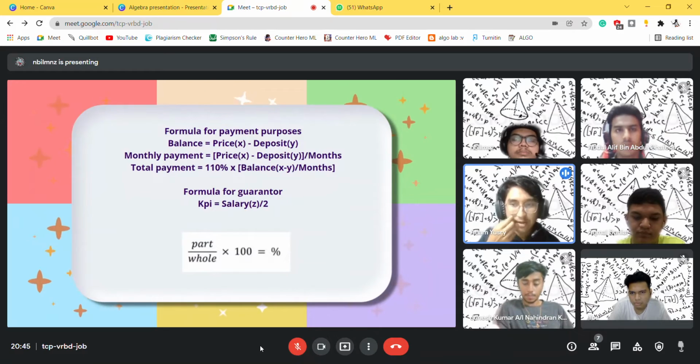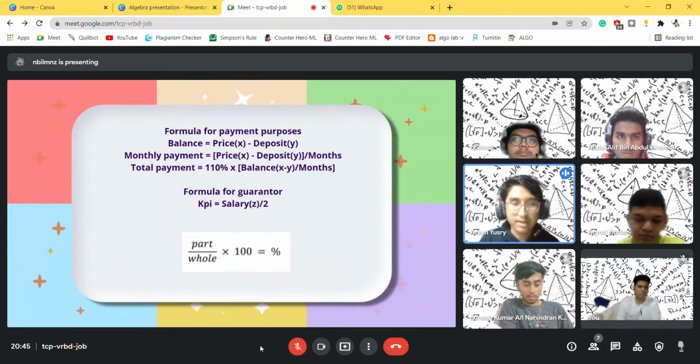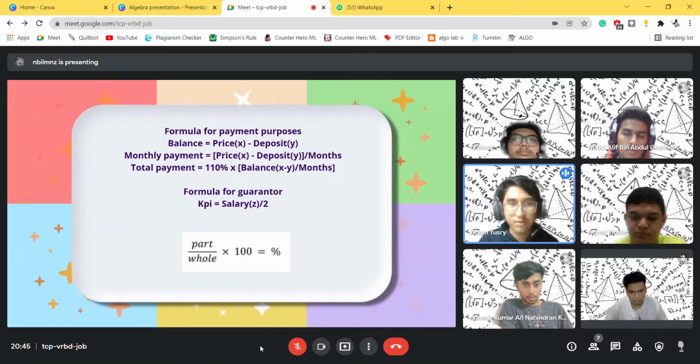So there are a few formulas to solve this question. The first one is balance is equal to price minus deposit. Monthly payment is price minus deposit over months. And for total payment, it is 110%, because plus tax, times balance, over months. So the formula for guarantee is KPI is equal to salary over 2.